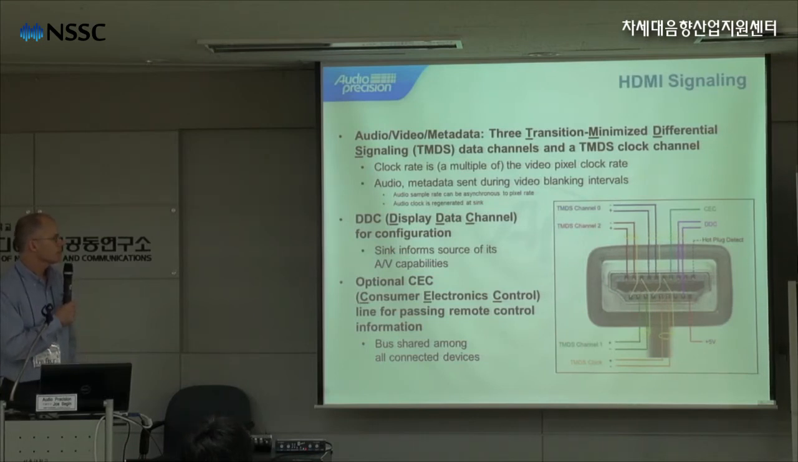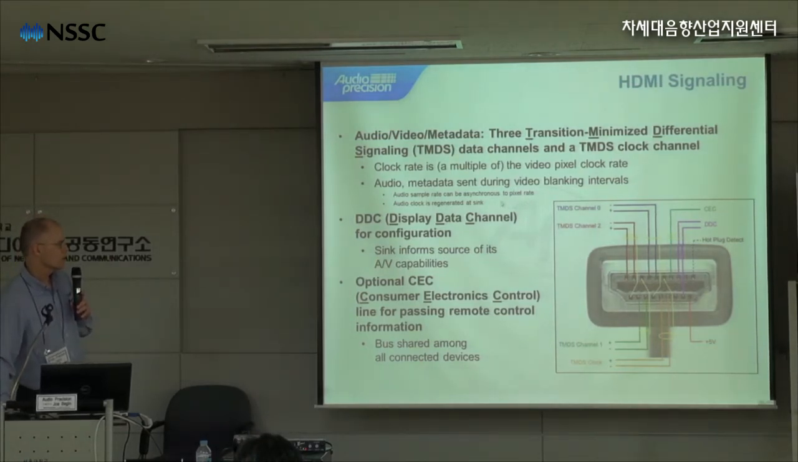HDMI signaling. So the audio, video, and metadata are sent on 3 TMDS (transition minimized differential signaling) data channels and a TMDS clock channel. The clock rate is a multiple of the video pixel clock rate, and the audio and metadata are sent during video blanking intervals. The audio sample rate can be asynchronous to the pixel rate, and as we mentioned, the audio clock is regenerated at the sink.